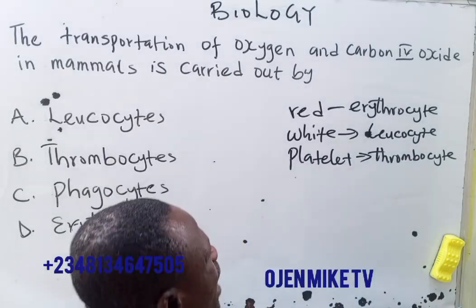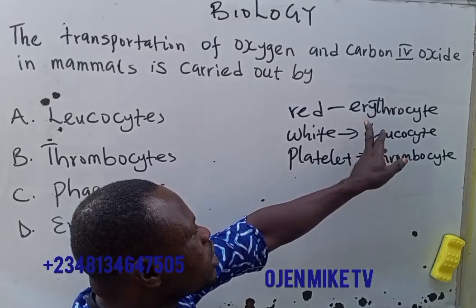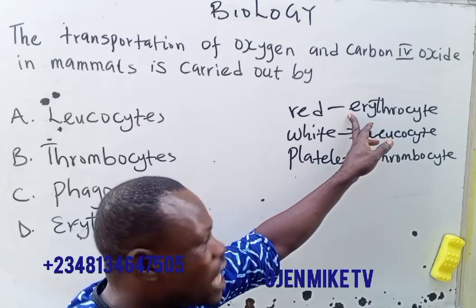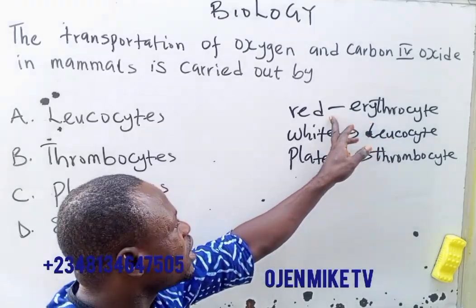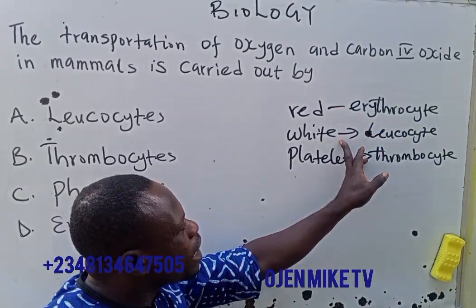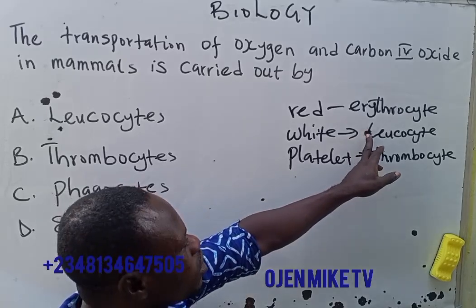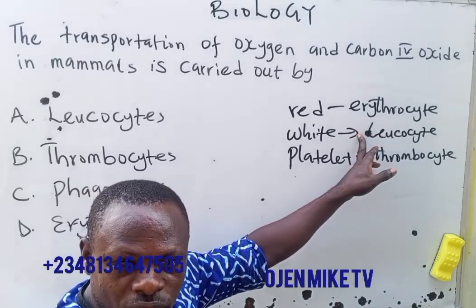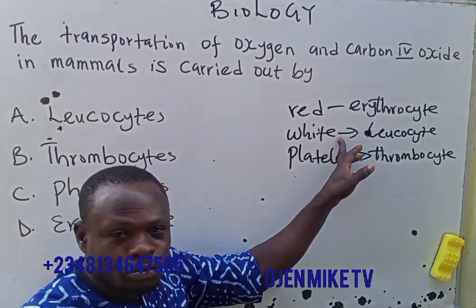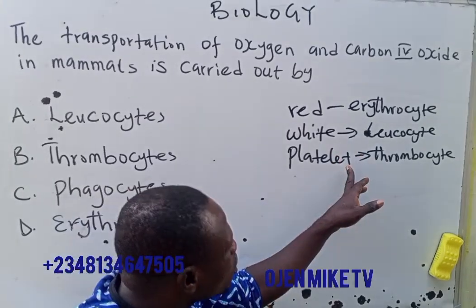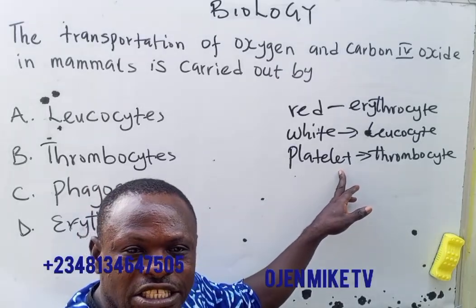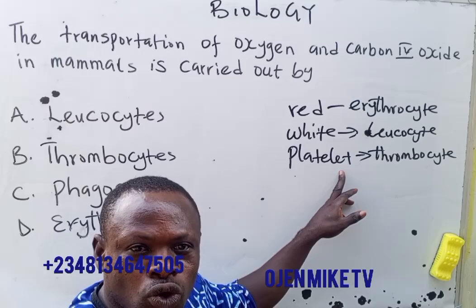Now, if a person lacks red blood cells, the person is said to be anemic. When you hear of anemia, the person lacks red blood cells. When a person lacks white blood cells, the person is said to have leukemia. When you hear of leukemia, the person lacks white blood cells. This other one is a result of hemophilia. Hemophilia is the inability of the blood to clot.